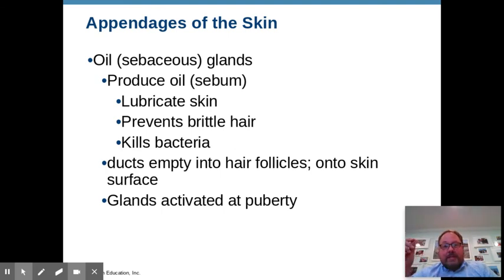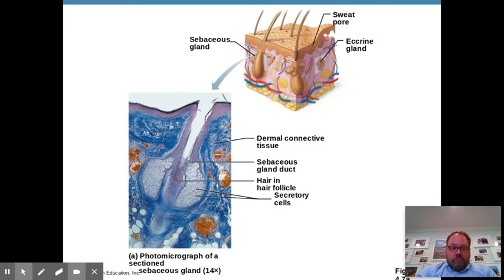Sebum also is antimicrobial. It'll have proteins in it, and it's somewhat acidic, so that helps keep bacterial growth down. So again, that's the big idea there. Sebum, it's the oil on your skin and on your hair. And again, its job is to help lubricate the skin and hair and prevent it from becoming brittle.